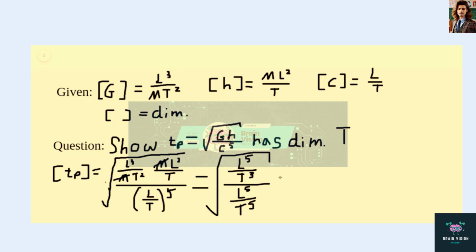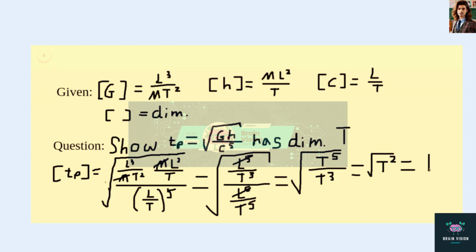Okay, so this can be rewritten again where the lengths cancel out, right? They're both to the fifth. Now you're going to have the square root of T to the fifth divided by T to the third. Okay, and that's equal to the square root of T squared, which is T. So therefore, we've just shown that the dimensions of T sub P are indeed time.